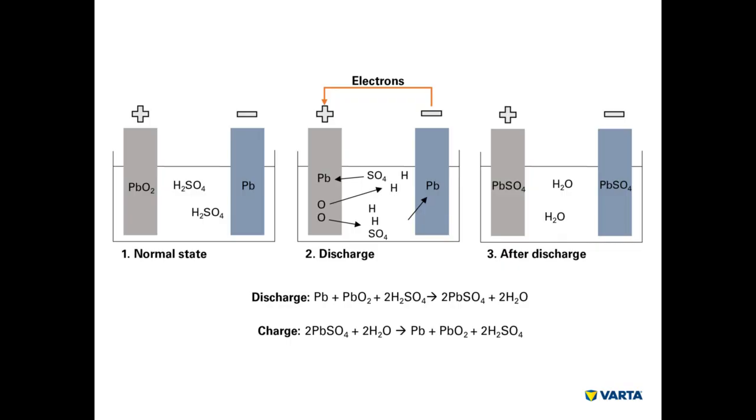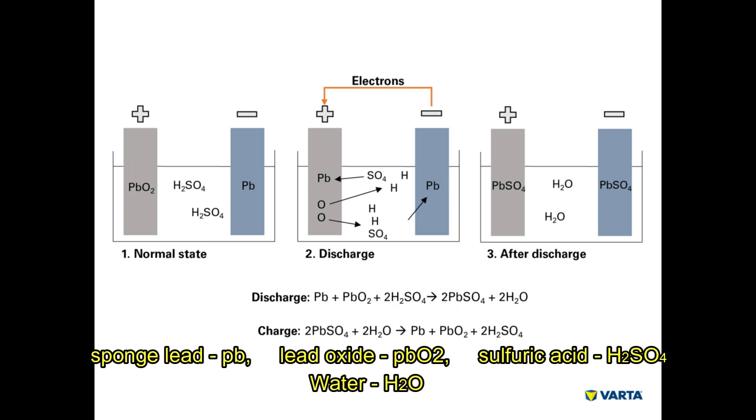The battery is an electrochemical device. It uses chemicals to produce electricity. The chemicals in it are spongy lead, lead oxide, and sulfuric acid. These three substances can react chemically to produce a flow of current.